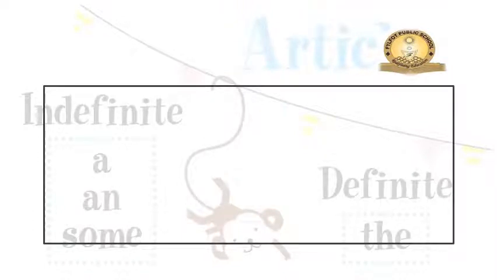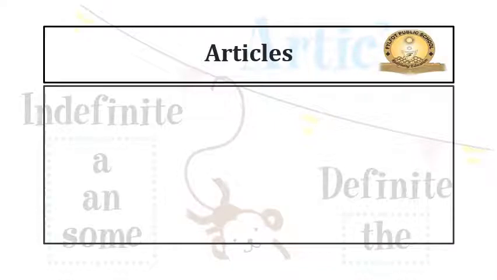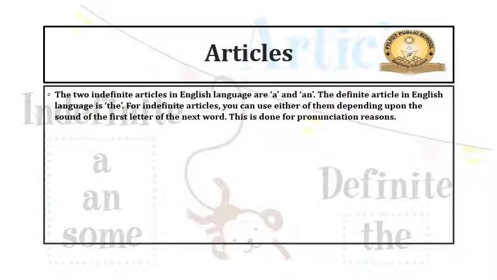So your articles are a part of your determiners. The articles are also divided into two types: definite and indefinite. So the two indefinite articles in the English language are a and an, and the definite article in the English language is the. So for indefinite articles, you can use either of them. Either of what? Either of a or an, depending upon the sound of the first letter of the next word. So if the sound is a vowel sound, then you're going to use an, and if the sound is a sound of a consonant, then you're going to use a.